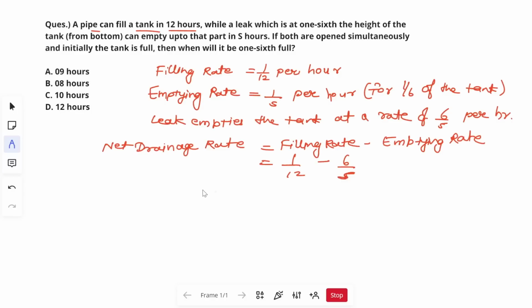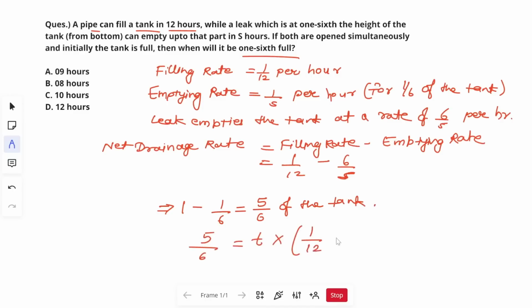Now what we have to find is finding the time to reach 1/6 full. Okay. Because that is only which we have to find. So how we will calculate is the tank starts full and must reach 1/6 full, right? So amount of water to be lost is 1 minus 1/6, which is going to be 5/6 of the tank. Okay, this much amount needs to be lost. Okay, which is 5/6 is what we will say T into 1/12 minus 6/s, which is our net drainage rate. That is T into our net drainage rate.